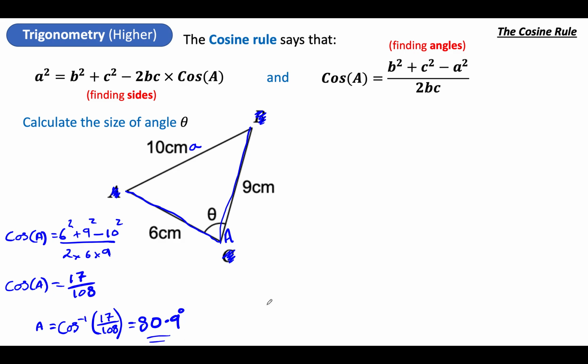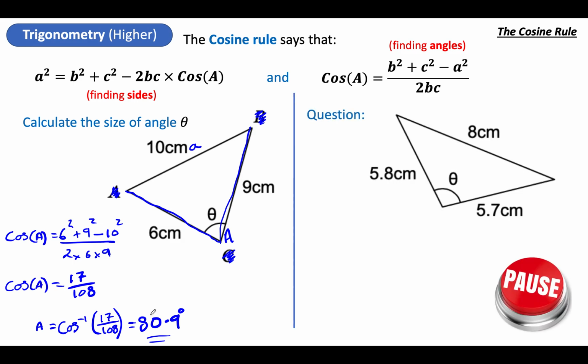Yep, all good there? Excellent. Right, that's how you do it. So remember, the a squared bit is the side opposite the angle. Otherwise, the b and c don't matter which is which. Just plug the numbers in. Don't forget to use inverse cos at the end. There's your question. Pause the video. Off you go.